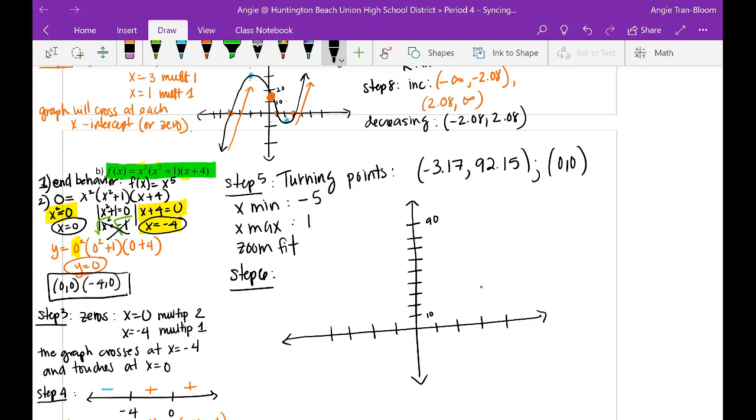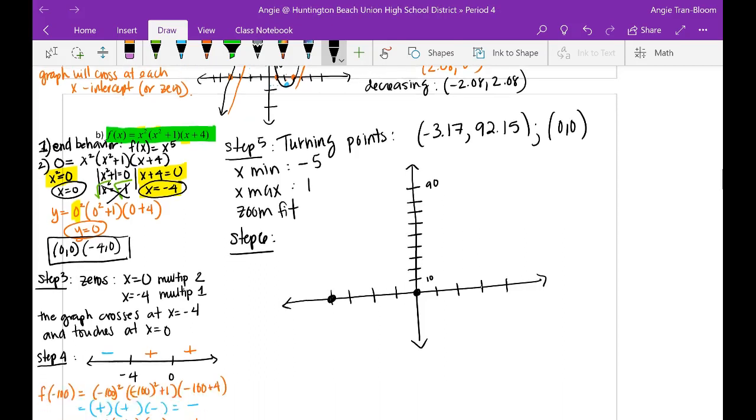So step 1, the end behavior. I don't have to graph that out. Step 2, I have the x-intercept at 0, 0. The other x-intercept is at -4. So those are my 2 x-intercepts. The y-intercept is also at 0, 0, so I don't have to plot that again. Step 3, it crosses or touches. Okay, so we will verify that.